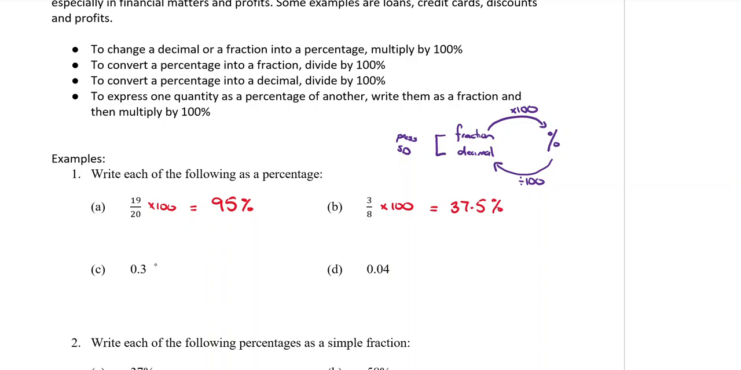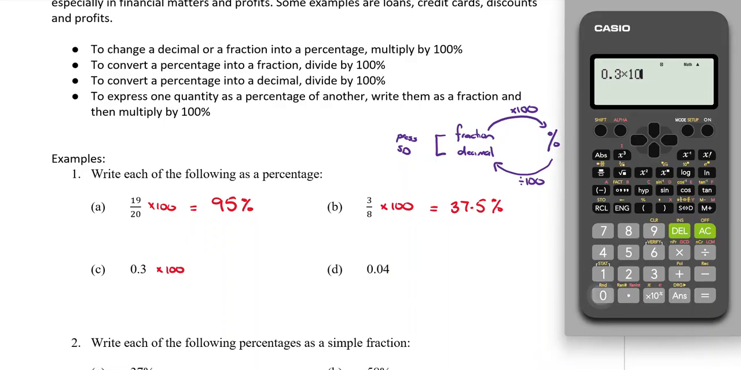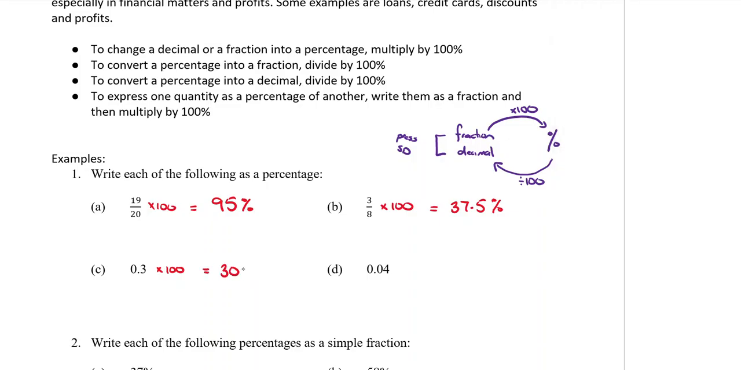It works for decimals as well. Decimals to percentages, you times by 100, and if you need to, you can type that in. But timesing by 100 just jumps the decimal place over 2 spots, so that's 30%. And 0.04, times that by 100 to make it a percent, so jumping over 2 places, that will make that 4%.